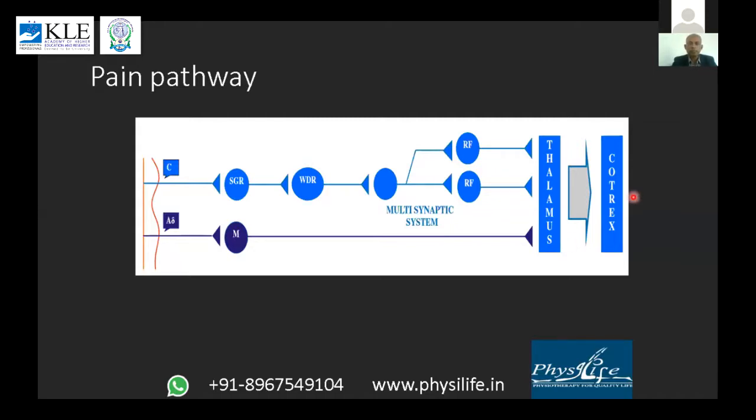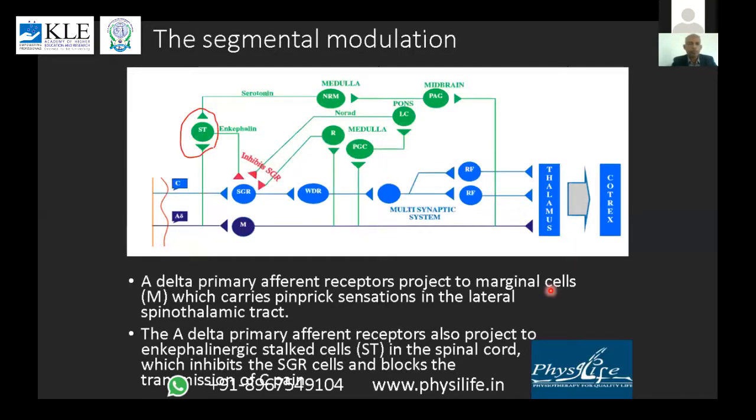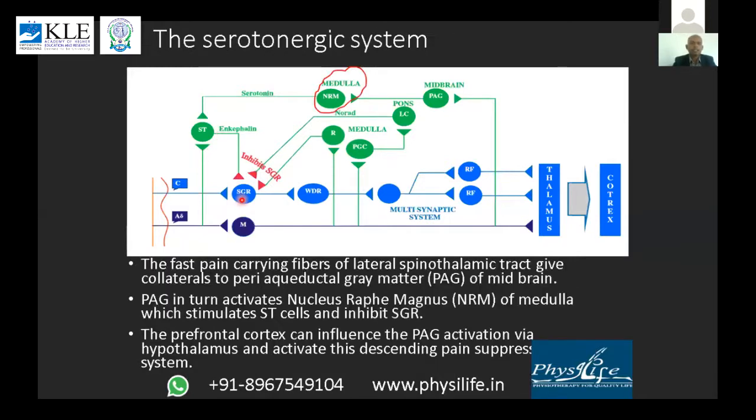So there are multiple mechanisms in place. One is the stop cell in the spinal cord gets a stimulus, gets a collateral from A delta, and it inhibits the substantia gelatinosa in the spinal cord itself to reduce pain. Now, there are other pathways as well.